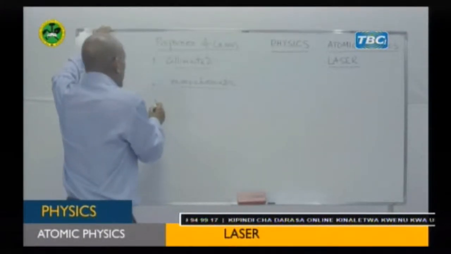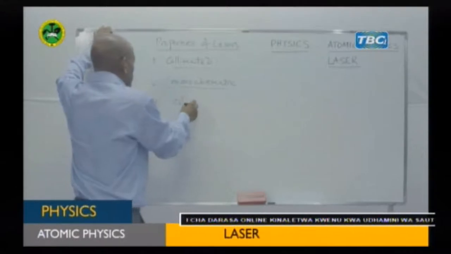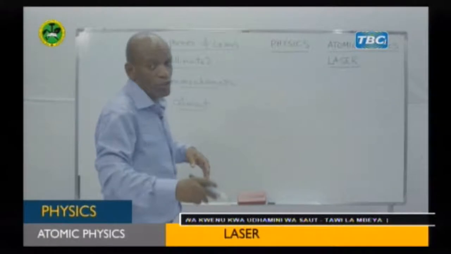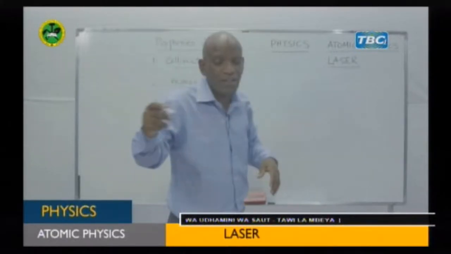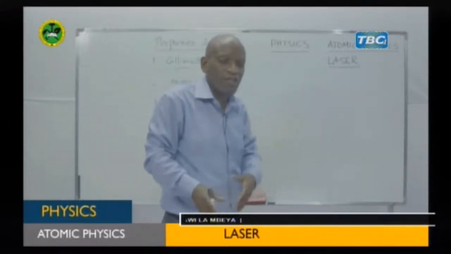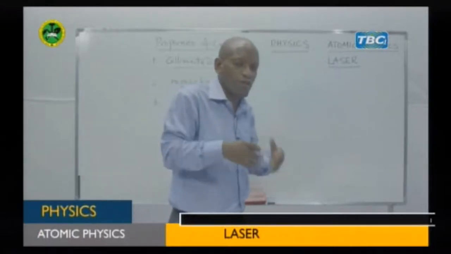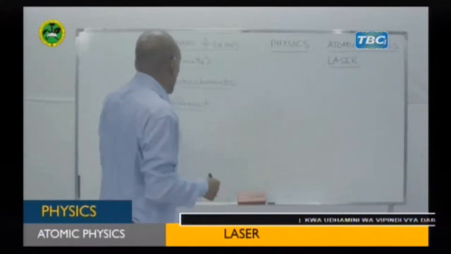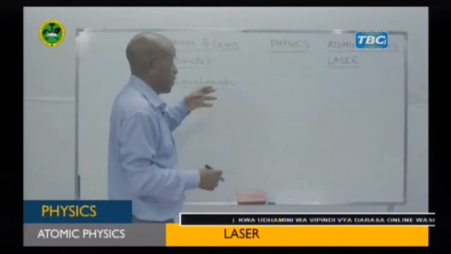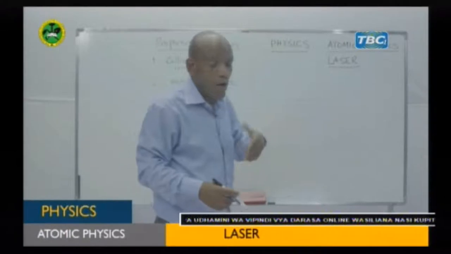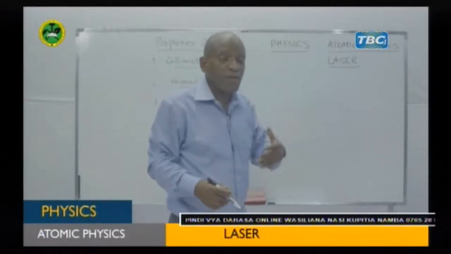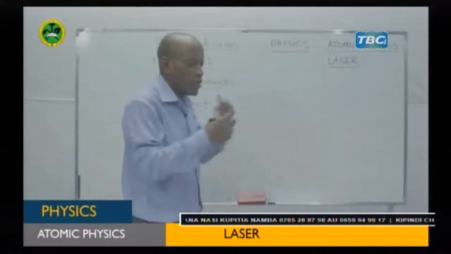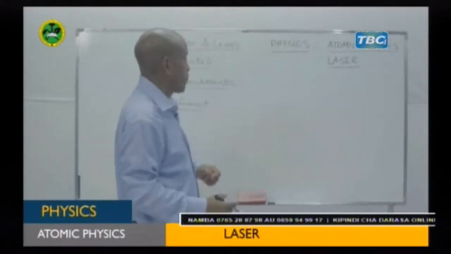And they should be coherent. The third property is that they should be coherent, meaning that those photons, because they are wave-like, should be in phase with each other, so that they are all in phase as they are moving. The way they are being produced and the way they are moving, they should be in phase, so they are coherent. So here we are talking about the frequency of the photon produced, and the way they are moving. So these are the properties of the lasers.